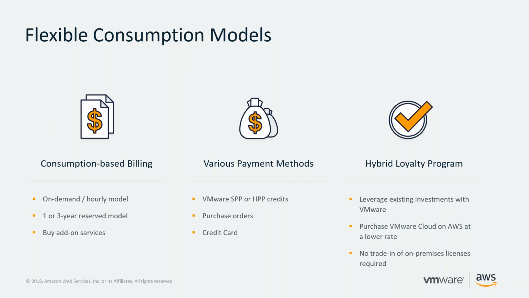In terms of paying for the offering, we have multiple ways to pay for this as well. We do have a credit card option, so you can simply enter your credit card information and pay on demand. We also offer payment via VMware SPP and HPP credits. These can be purchased from VMware or a number of our resellers. And we'll also be supporting purchase orders very soon. And so no matter how you choose to transact, we have a method for you to come onto the platform.